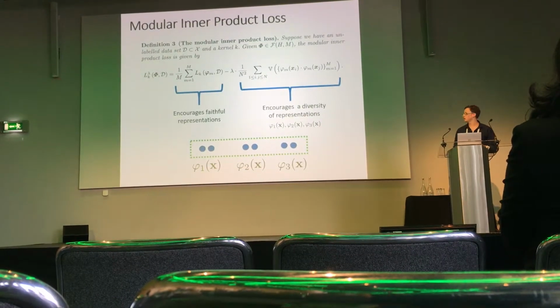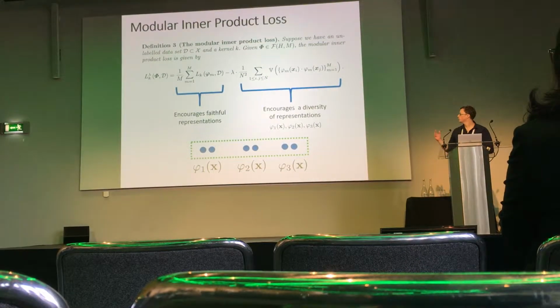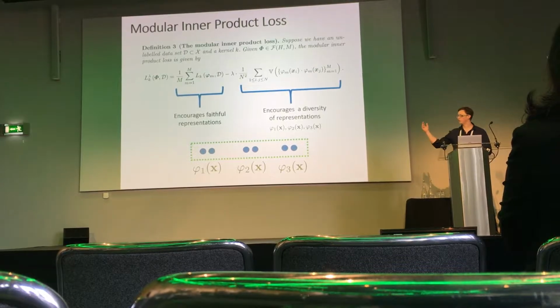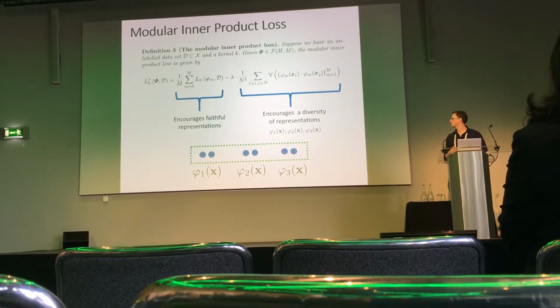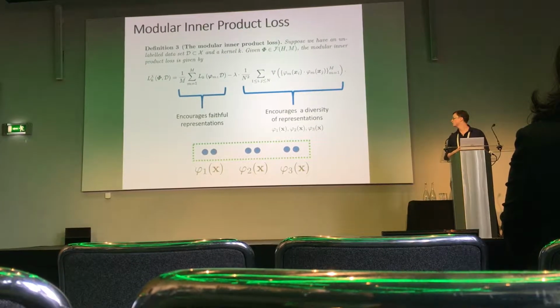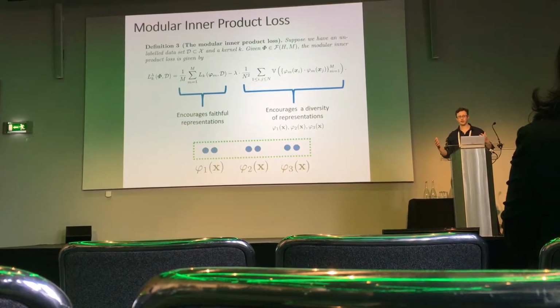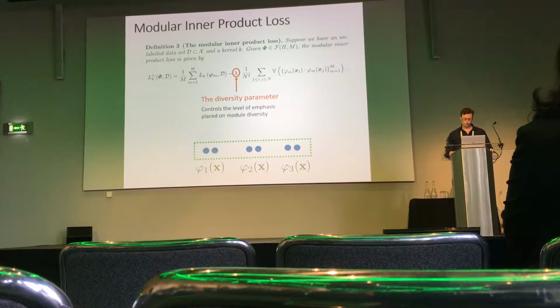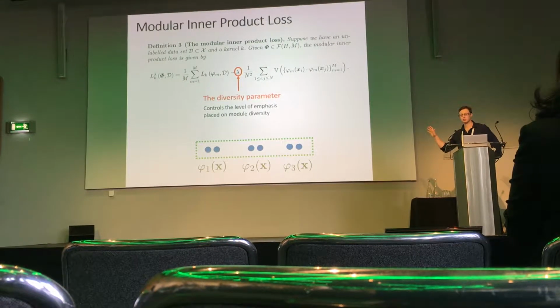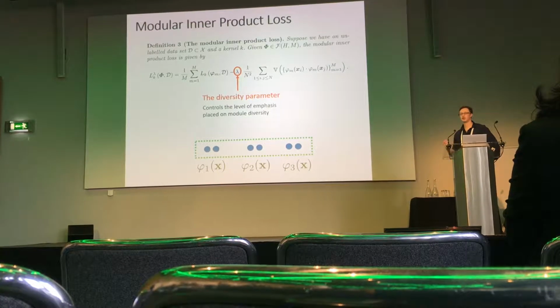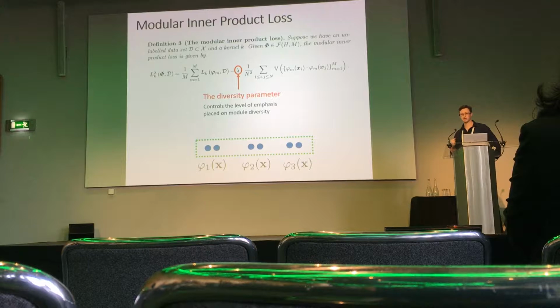And we combine these in what we call modular inner product loss. It's got two components, as I said, the first of which is going to encourage faithful representations of the data, the second of which is going to encourage a diversity of representations by promoting a higher level of variance in our loss function. And to control the trade-off between the two, we have what's called the diversity parameter, and this simply tells us what level of emphasis we're placing on a diversity of low-dimensional representations.